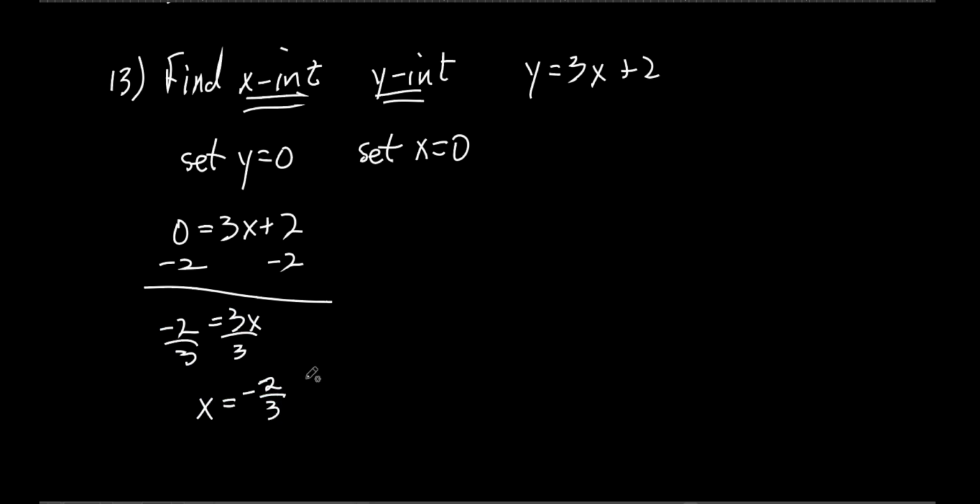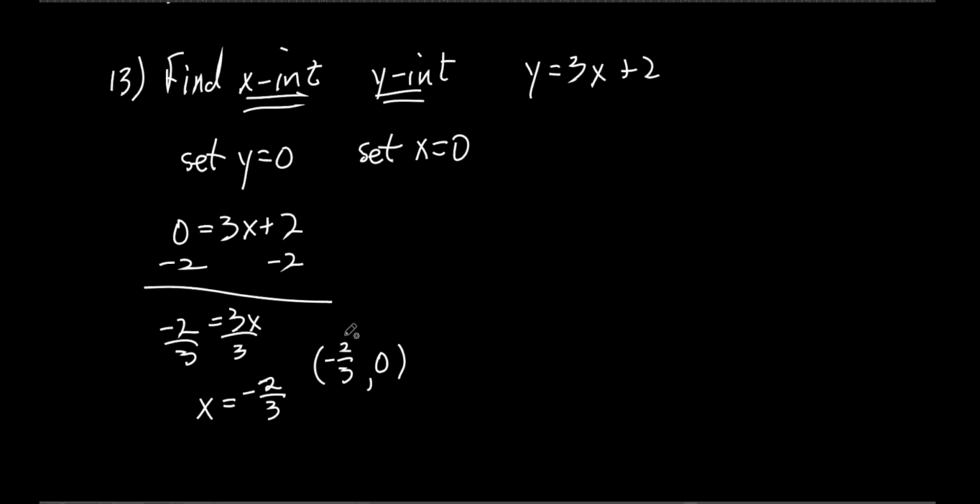It's not your answer, though. The x-intercept is an actual point, so we need to write it as an ordered pair. The x always goes first. That's your negative 2/3. And then the y, we set y equal to 0, so that's going to be 0. So that's your x-intercept. I said this probably wouldn't come out nice and even. It doesn't, but that's okay.